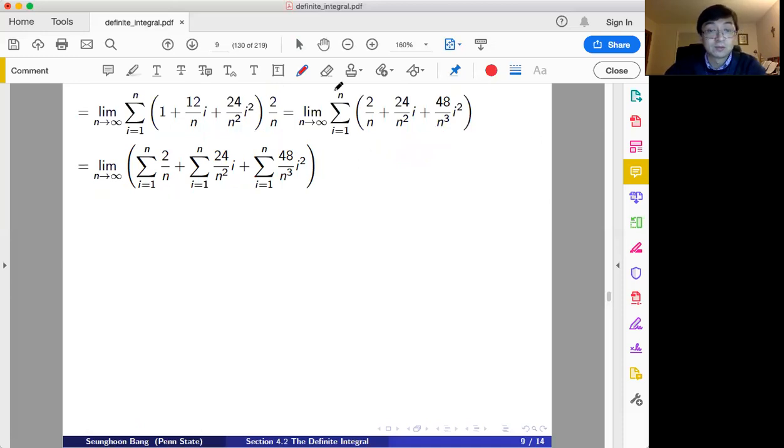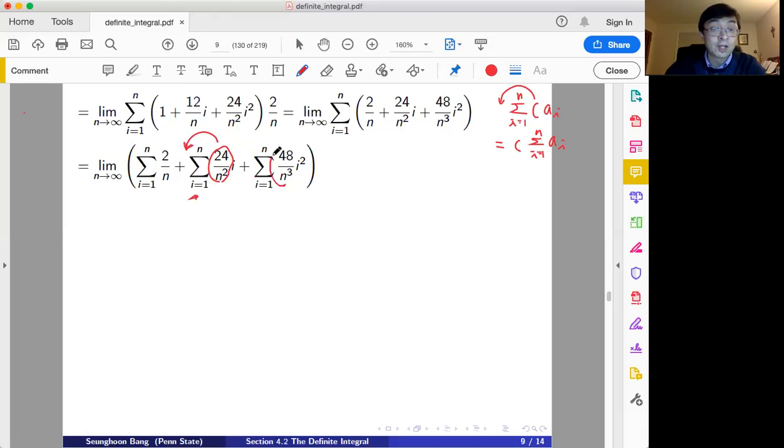The next thing, do you remember this one? We have the summation from i equal to 1 to n of c times a_i. You can take out the constant c, so we have c times the summation from i equal to 1 to n of a_i. So here, the 24 over n squared doesn't have i, like a constant with respect to i. You can take it out.